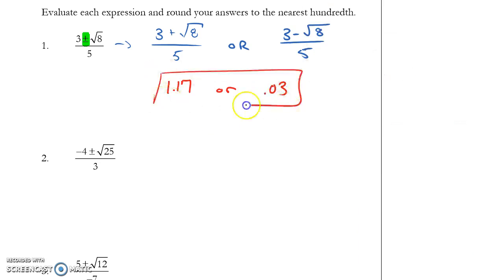That's it. I've just simplified that expression, or I've evaluated that expression. Go ahead and press pause. Try to get the answers to 2, 3, and 4. When you're done with all 3, unpause to check your work.